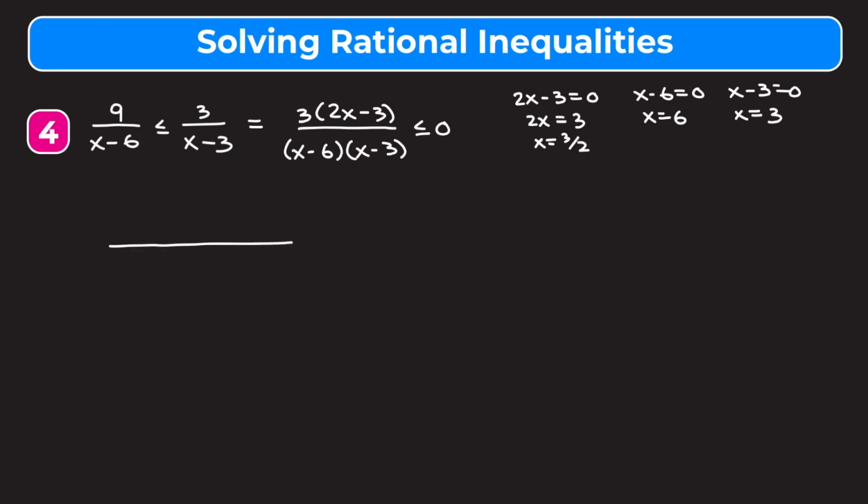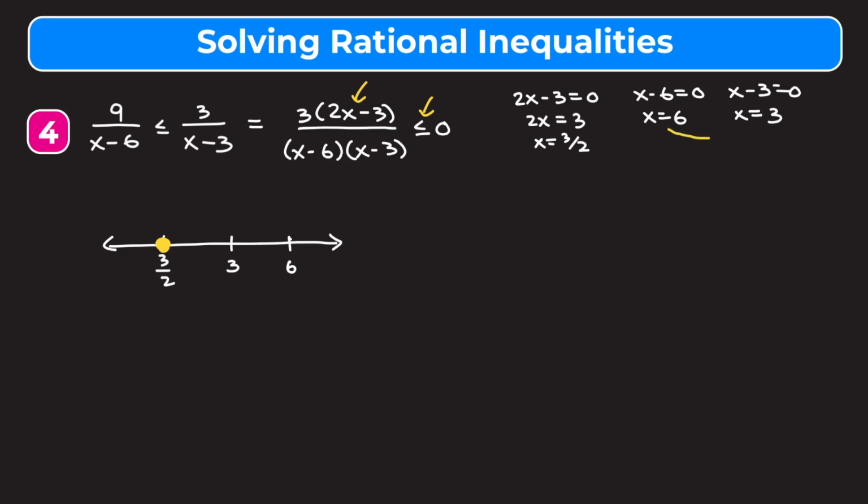And we're going to put those numbers on a number line. So we're going to have 3 halves, 3 and 6. And now we have to figure out if these are part of our solution. So x equals 3 halves makes the numerator equal to 0. And we know that our whole left side of our fraction can equal 0. It can be less than or equal to 0. So this time 3 halves is a solution, so we are going to put a closed circle.